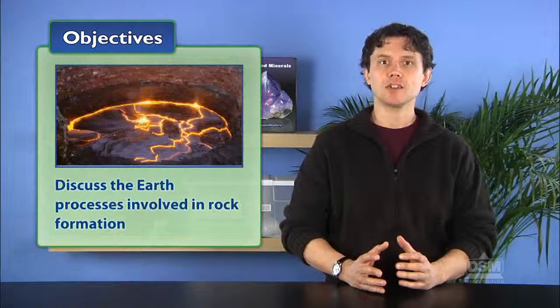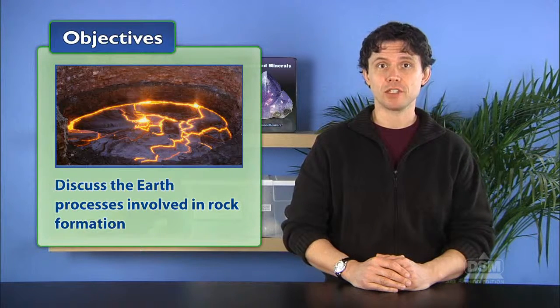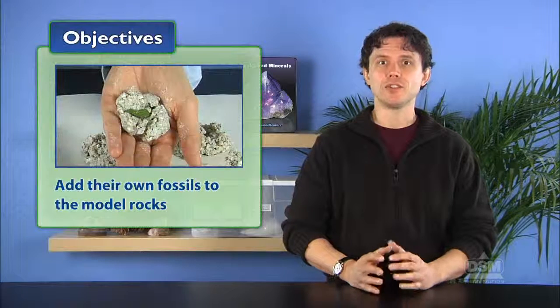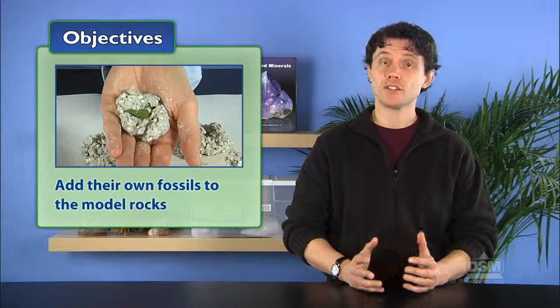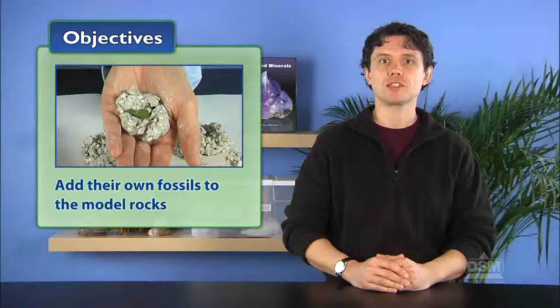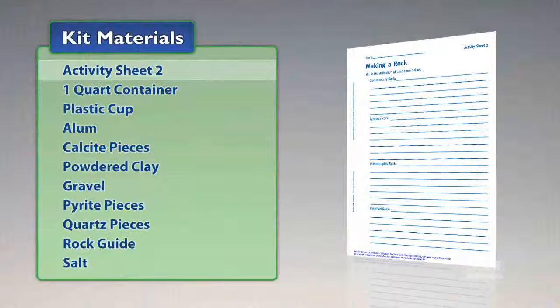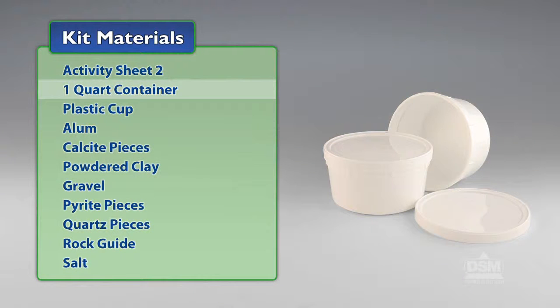In Activity 2, Making a Rock, students create their own model rocks and discuss the earth processes involved in rock formation. Students then add their own fossils to the model rocks to be discovered later when they dissect the rocks and separate their contents.